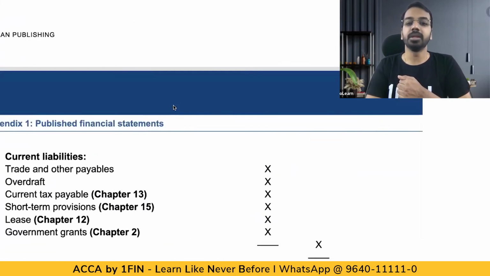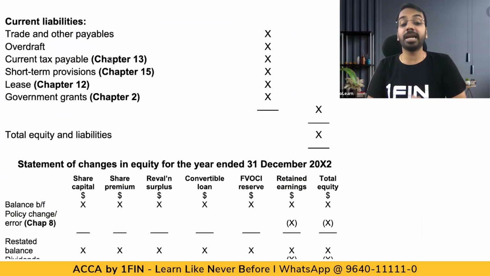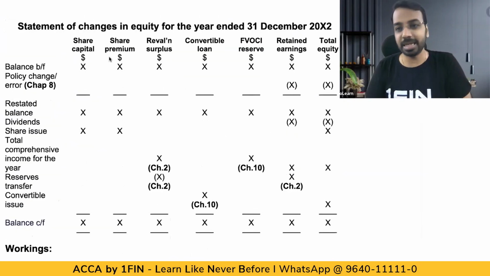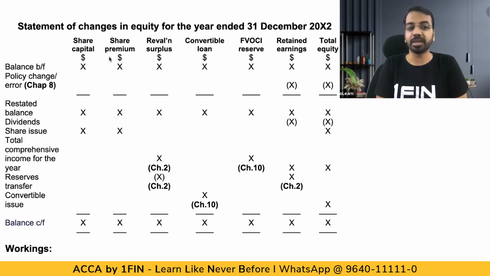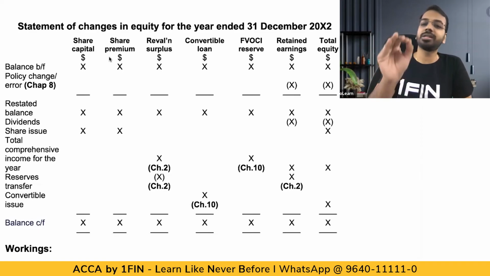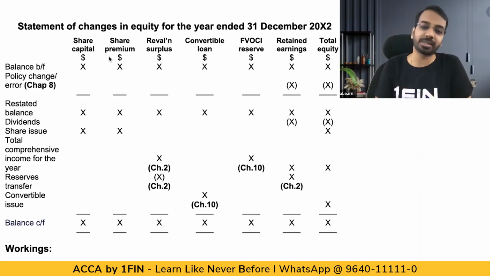Okay. Then there is something called a statement of changes in equity. Now this basically tells us, whatever is your opening capital balance, share capital, securities premium, revaluation surplus, retained earnings, all this, what is the opening balance? What is the closing balance? And the movement in that is explained by this statement.